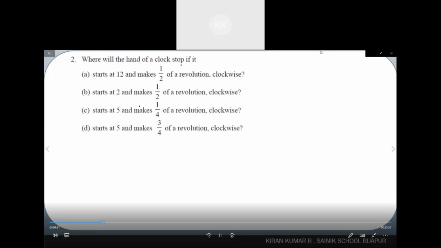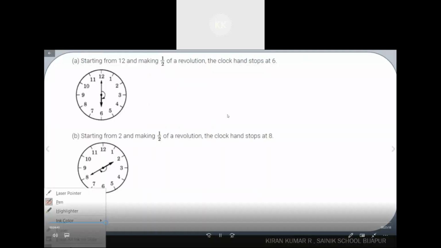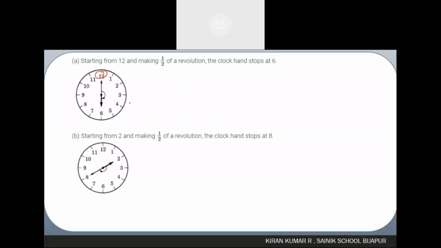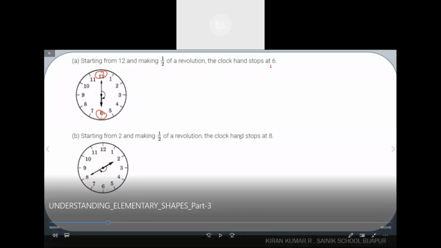To make it very clear, I have brought in some figures representing these times. The first one, starting from 12, making half a revolution, the clock hand stops at 6. It has started at 12. Then half a revolution is made, so it stops at 6.